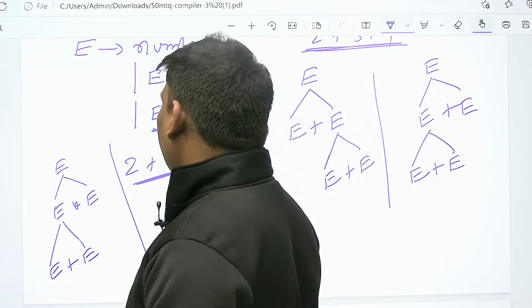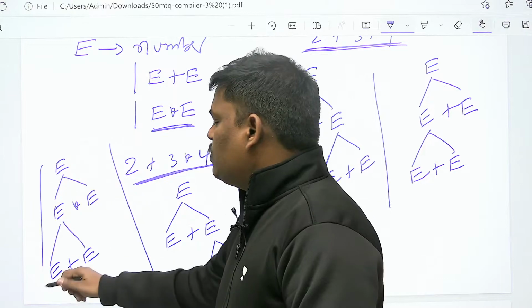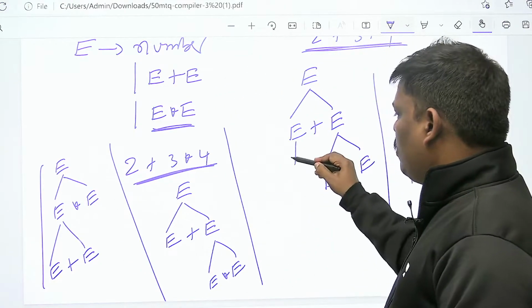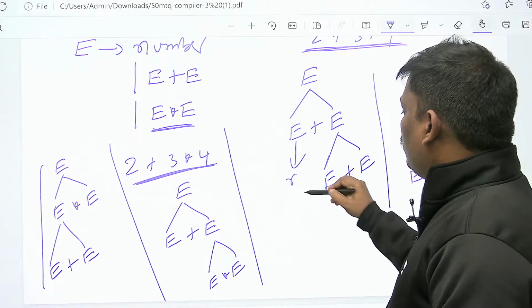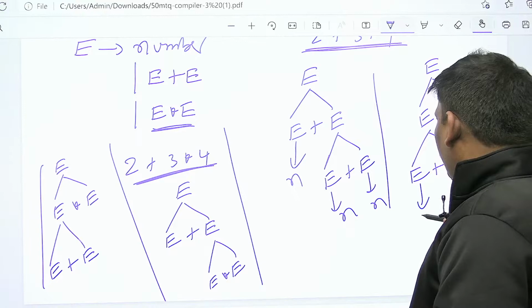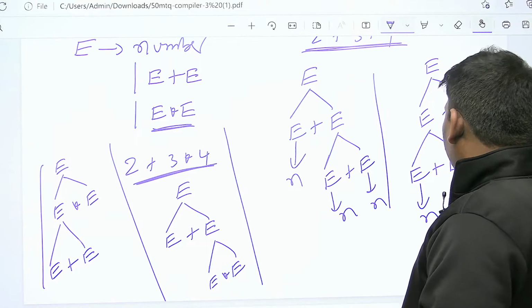If you want, you can check. This is also generating the same string, where E goes to num everywhere. Num means number. So it is an ambiguous grammar, everyone knows.